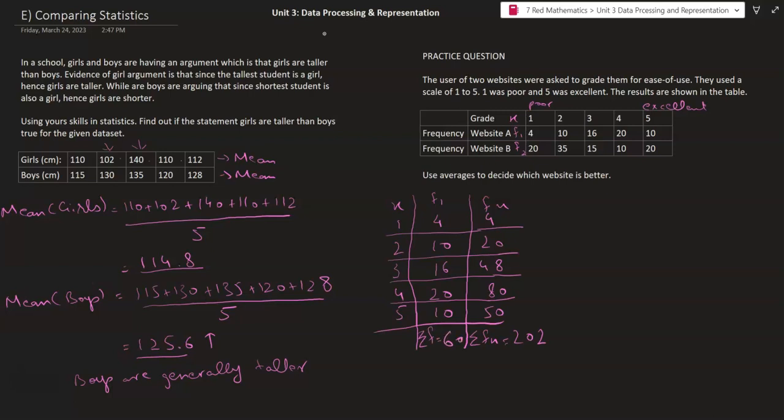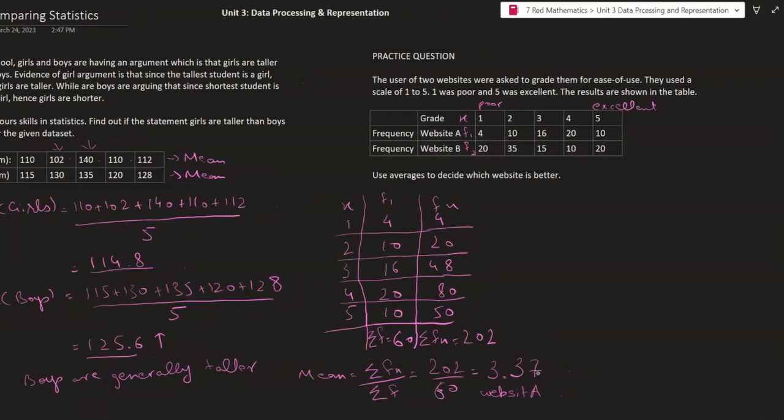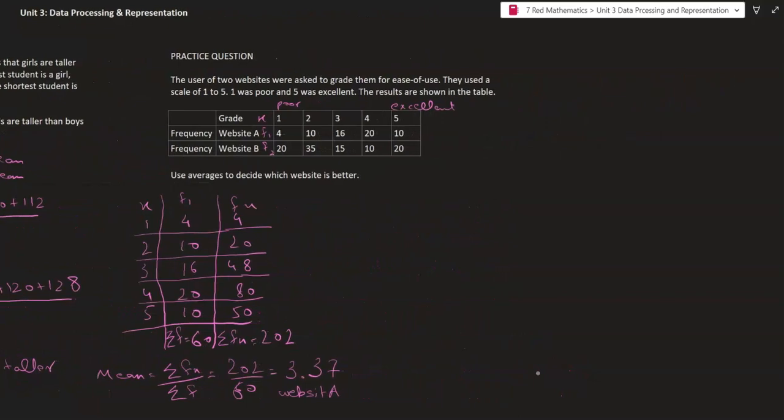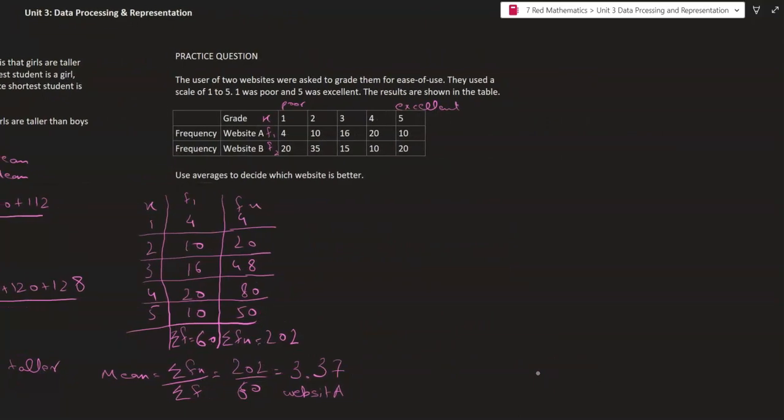So now the mean formula is summation fx divided by summation f. So it becomes 102 divided by 60. I get a value of 3.37. So that's the mean for website A.